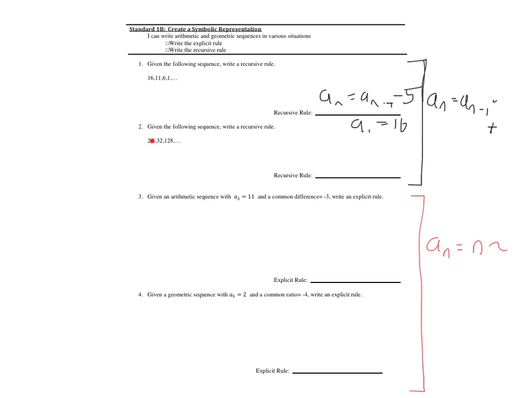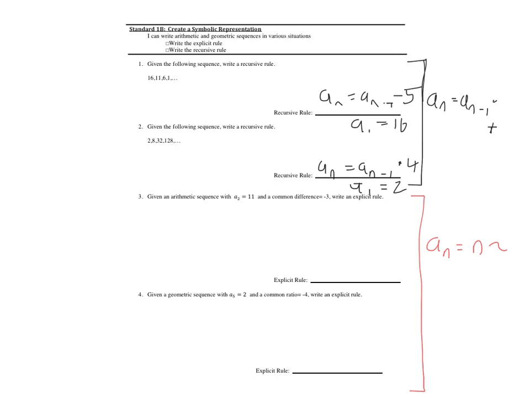If I look at the second one, a recursive rule, so it's going to relate a sub n, the value at location n, to the previous value, and it looks like each of these is going to be multiplied by 4. So the way that I write that is a sub n, the value at location n, equals the previous value times 4. And I just want to specify that the first value is 2. That just makes sure that we have a sequence that makes sense.